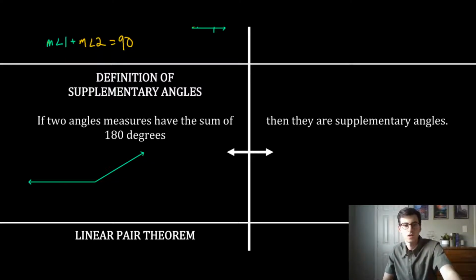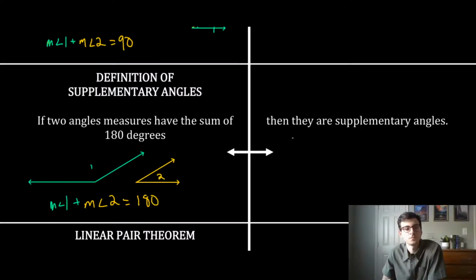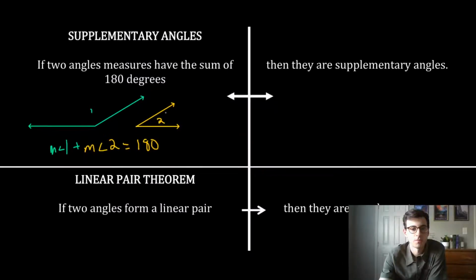And then there, and there. So angle 1 and angle 2. If the measure of angle 1 plus the measure of angle 2 is 180 degrees, then they are supplementary angles. And that's just a definition, and that goes both ways. If two angles are supplementary angles, then the angle measures have a sum of 180 degrees. And you could draw those on the same line, but we're about to watch that in the linear pair theorem.